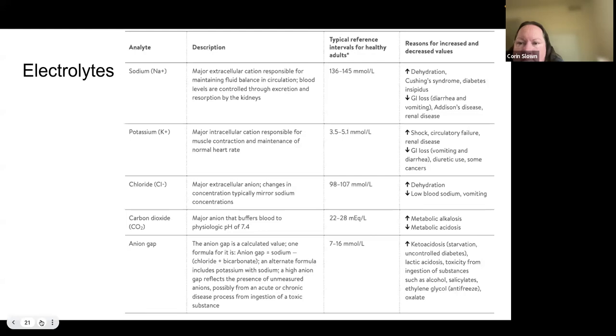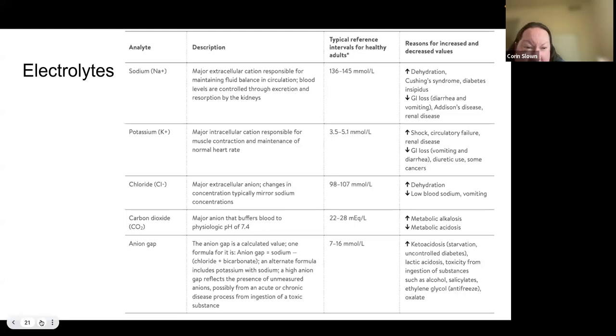If you're dehydrated, that's going to increase the amount of sodium cation, so the concentration will go up. Diabetes is another reason why you can see an elevated level of sodium. One of the reasons why it can go down is GI loss. That could be diarrhea or it could be vomiting. But sometimes there are also diseases that can actually cause a loss of sodium, just like there are some diseases like Cushing's that can cause an increase.